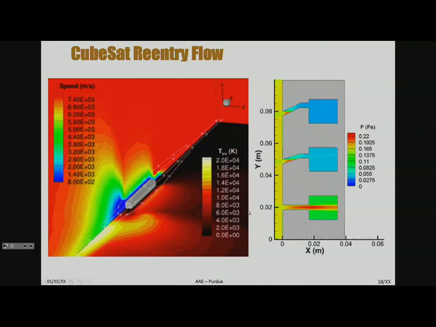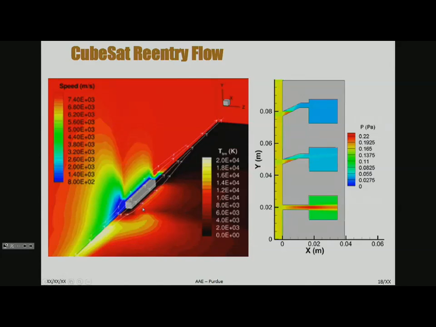Another case is the CubeSat reentry flow. This right here is a common case in reentry, but it's very non-intuitive. In the continuum world, when you think of a supersonic or hypersonic object, you have a shock form, and it's a very fine line, right? In CFD, it's actually modeled as a discontinuity because you have such a rapid change of properties over a very small length scale.